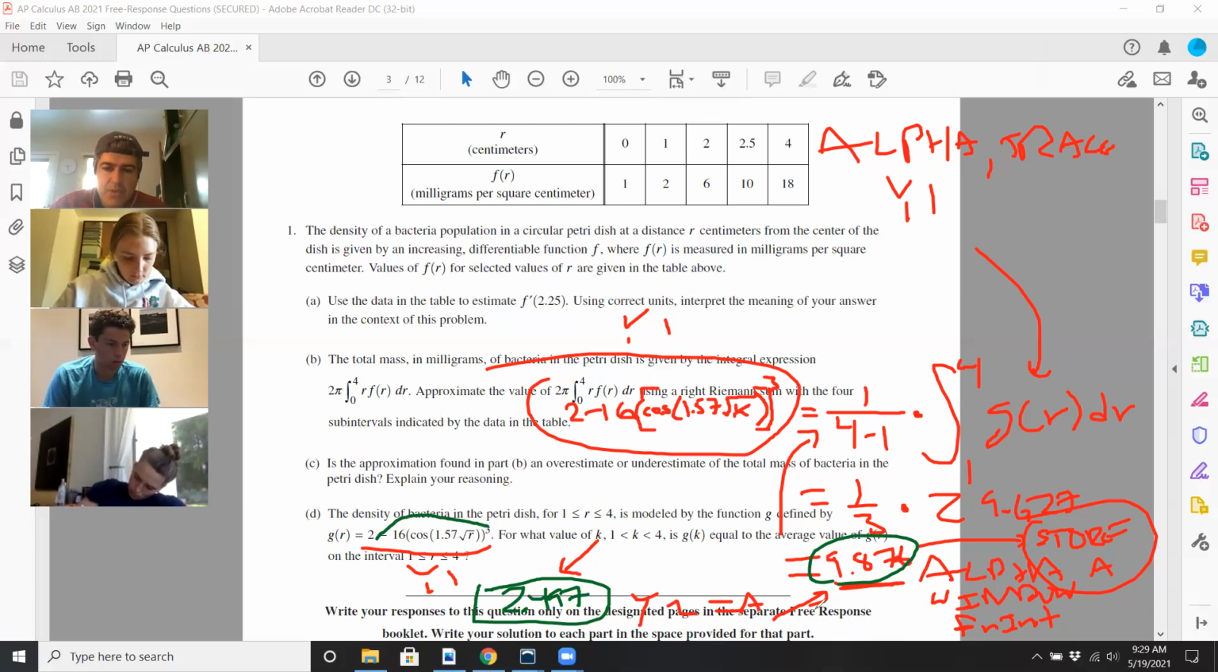Now be careful when you store Y2. If I did it as 9.876, not as alpha A, would that have changed my answer? I don't know, curious. 9.876.